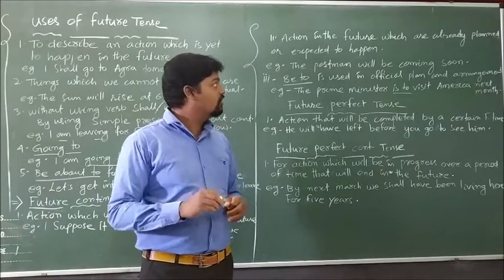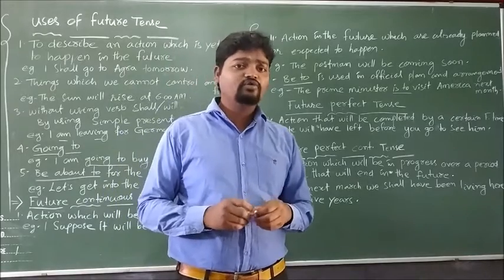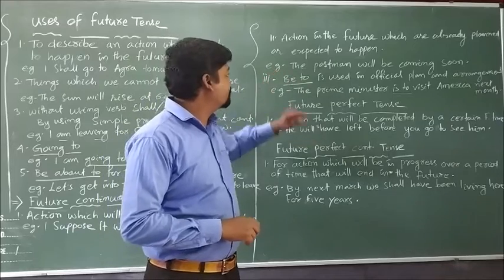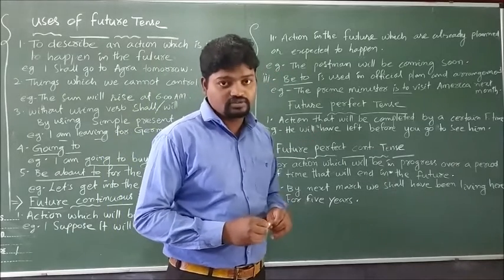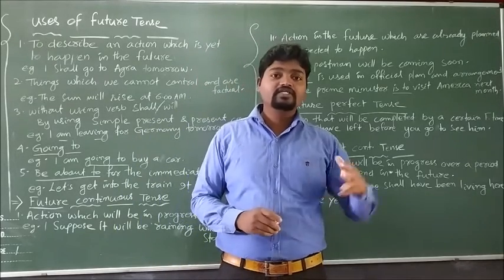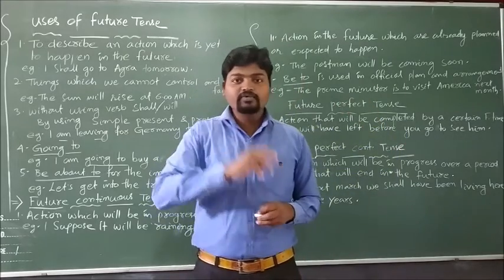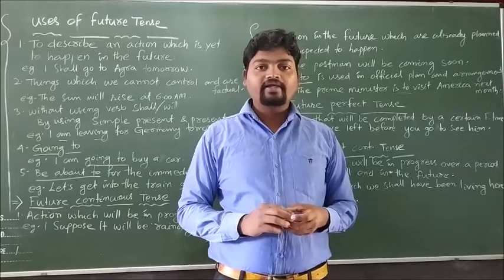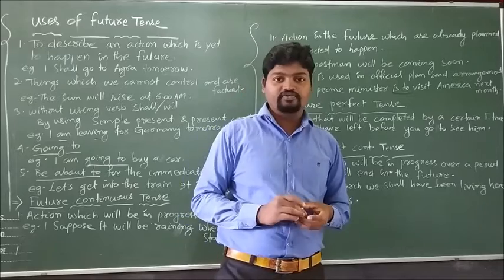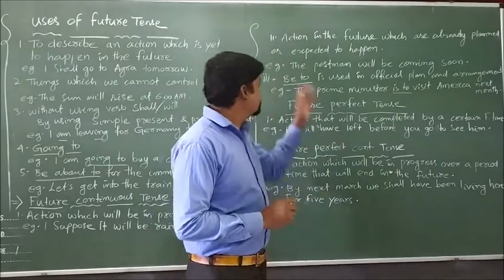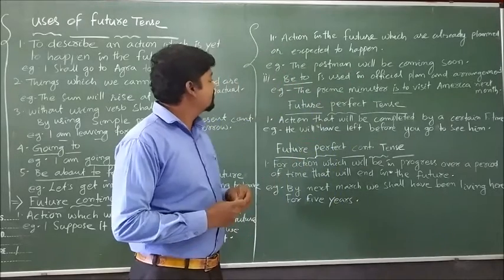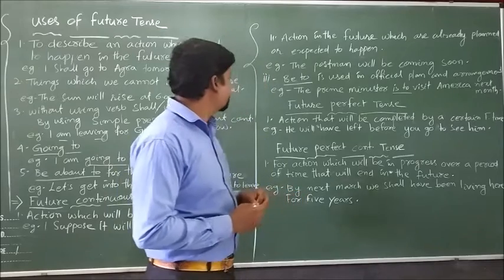Next, actions in the future which are already planned or expected to happen, in that sense we use future continuous tense. Example, the postman will be coming soon. Dear students, suppose your friend staying somewhere informed you that he is sending a letter to you. And you know the letter has reached the post office near your place. What do you say? You may say the postman will be coming soon, right? In that situation, we use future continuous tense, right?